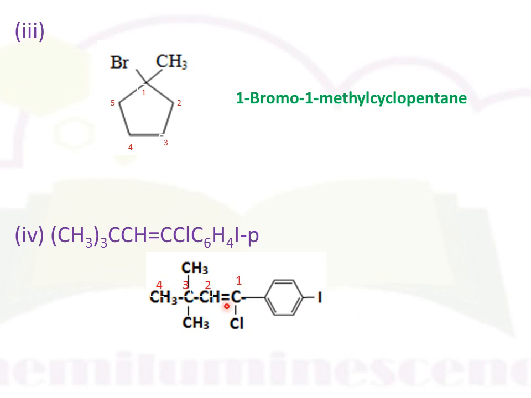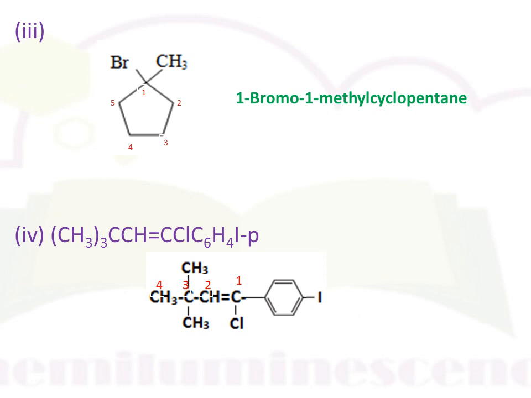For writing the name of a compound, first we write the name of the substituent as a prefix and then the name of the alkyl group. Here at carbon 1 there are two substituents. One is chlorine, so its name is 1-chloro, and another one is a benzene. And at the para position of this benzene, iodine is present. But we know that in the IUPAC system, the ortho, meta, para prefixes are not used.